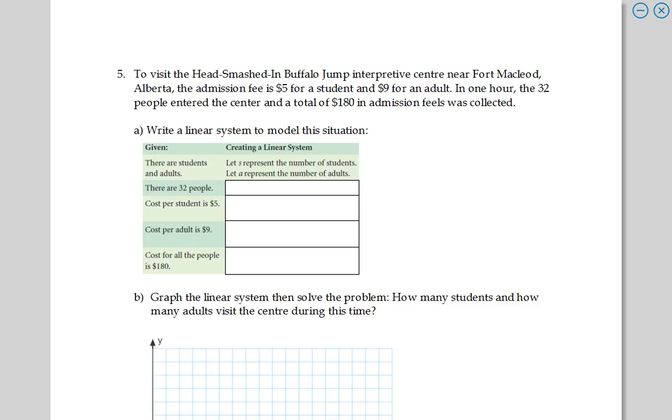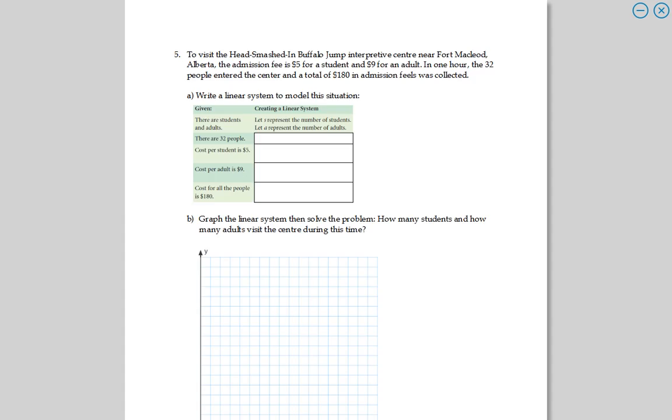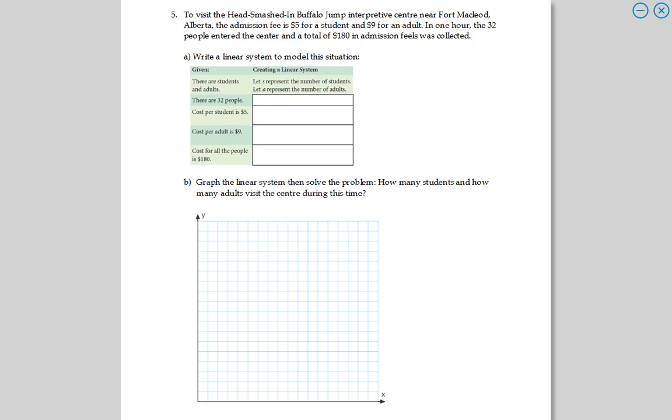So next page we have a question about a group of students visiting the Head-Smashed-In Buffalo Jump in Fort Macleod, Alberta. The admission fee, $5 for a student, $9 for an adult. So if one student goes, how much does that cost? 2 students? 3 students? So that is 5x, or 5 whatever, 5s if you will.